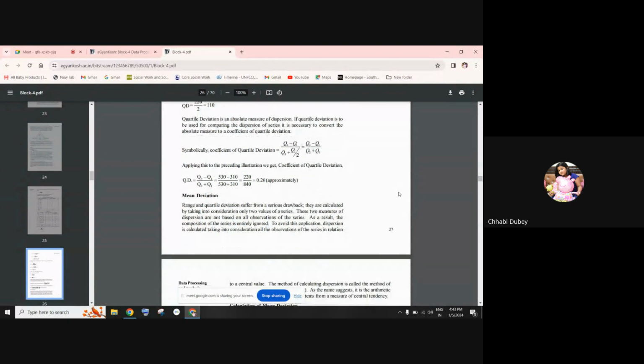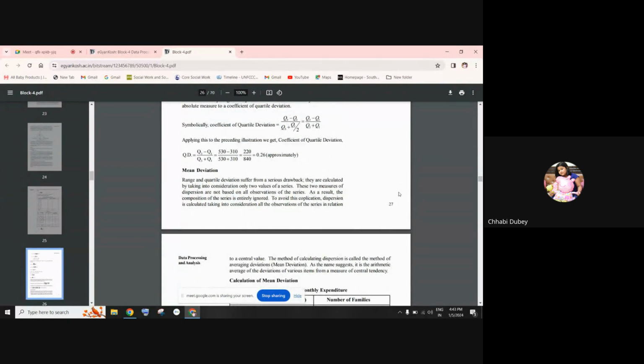Now, after this, we come to the mean deviation. We have seen that both range and the quartile deviation suffer from a serious setback. That is, they are calculated by taking into consideration only two values in a series. These two measures of dispersion are not based on all observations of the series. So we just get to know the two extreme values. This is where the mean deviation comes into the picture.